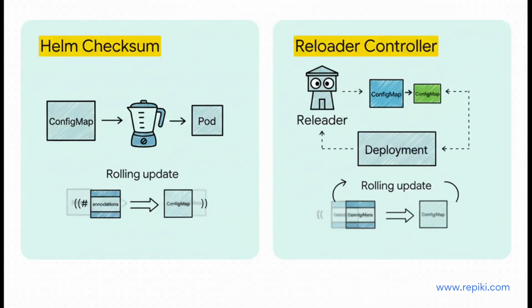So if dynamic updates are basically out, how do you reliably roll out a config change? Well, you have to force a pod restart. The two most popular ways to do this are either the Helm checksum pattern, where you inject a hash of your config map right into the pod's template, so when the hash changes, it triggers a rolling update. Or you can use a controller like Reloader, which automates this whole dance for you by just watching your config maps and triggering the rollout automatically.